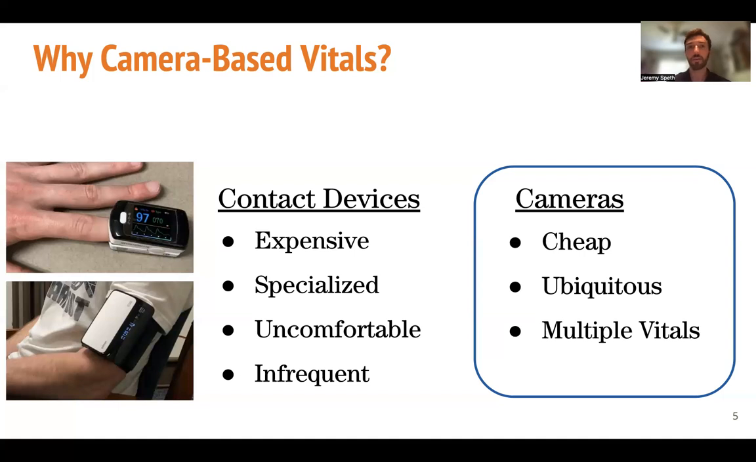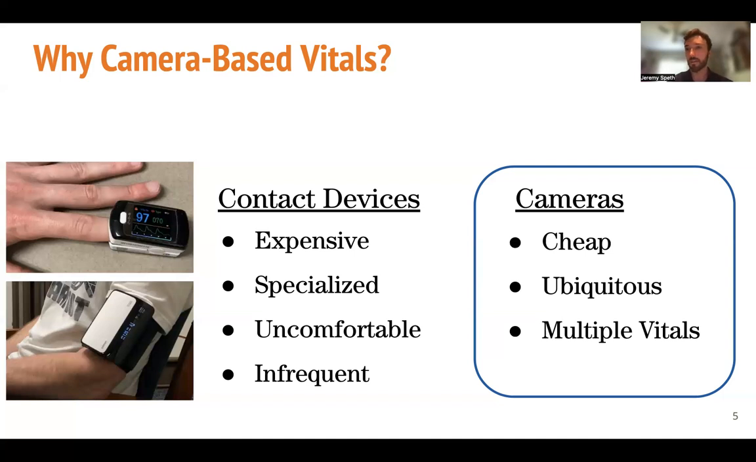Before we get to the approach, let's further motivate why we're pursuing camera-based vitals. Contact devices have several downsides. Many of them are quite expensive, and a lot of them only extract, say, one particular vital sign, like a blood pressure cuff. They're also quite uncomfortable. The blood pressure cuff, say, squeezes your arm quite hard. And most of them, aside from wearables, are quite infrequent. So you're only getting these physiological measurements, say, once every week, once every month, or only at the doctor's office.